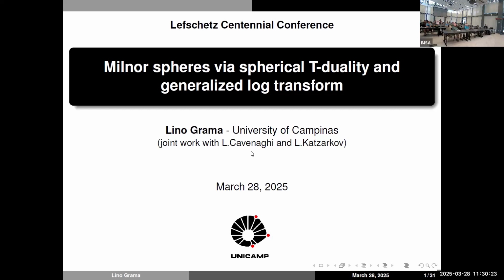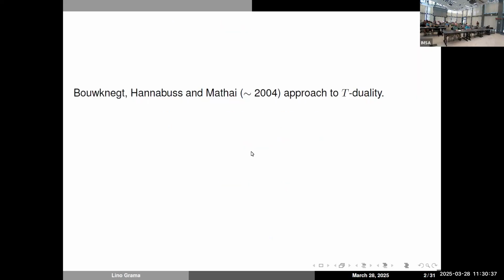This is one of the works coming from this collaboration between the Institute and Latin America. We call this approach to T-duality, due to Bouwknegt, Evslin and Mathai, in 2004. It is a T-duality for principal bundles together with an H-flux.